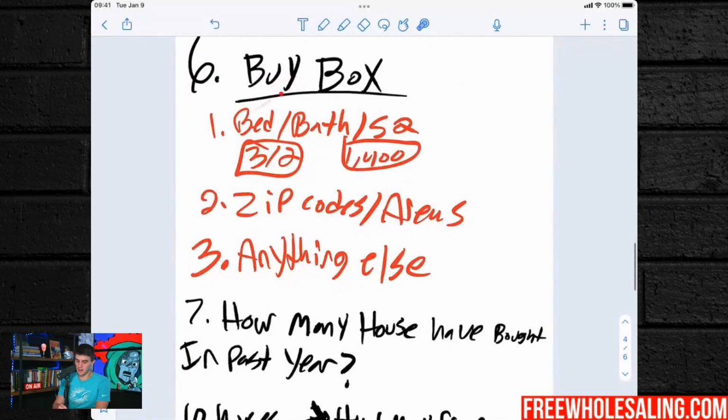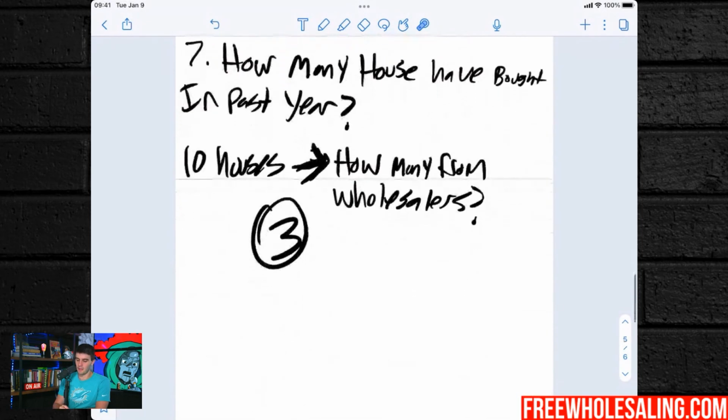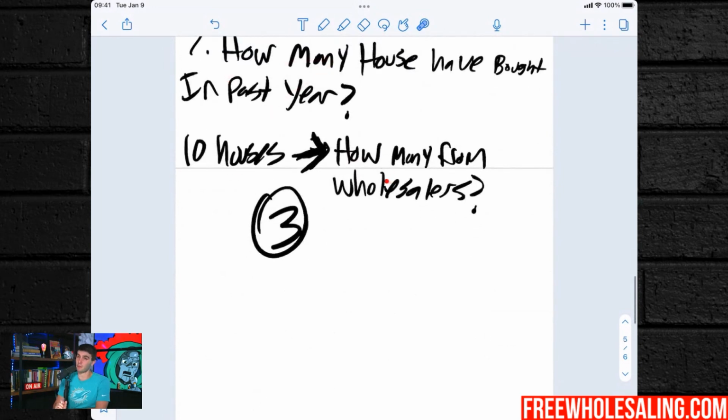What is their buy box? What properties are they looking to buy? How many properties have they bought in the past year, and how many from wholesalers? That is a recap. That is exactly how you find cash buyers in minutes. That's how you find as many buyers as possible. And that's how you find buyers that are going to overpay on your wholesaling real estate deals.